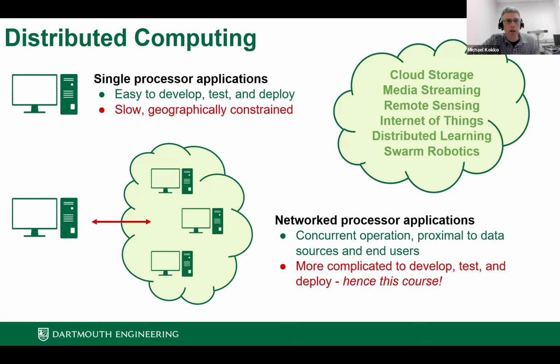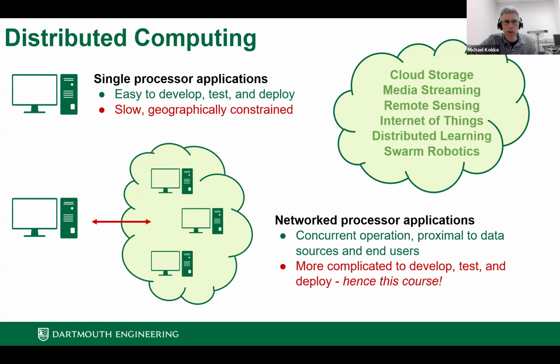So typically, as I mentioned, we're developing for a single processor, and this is really easy to develop. It's easy to test. It's easy to deploy, but this can be slow. You're limited to one processor. It's failure prone, and it's geographically constrained. Imagine if you wanted to stream Netflix and you had to connect via your network connection to Netflix, say in California, from wherever you are in the world. That wouldn't really be sustainable. It would be hard to support a large user base.